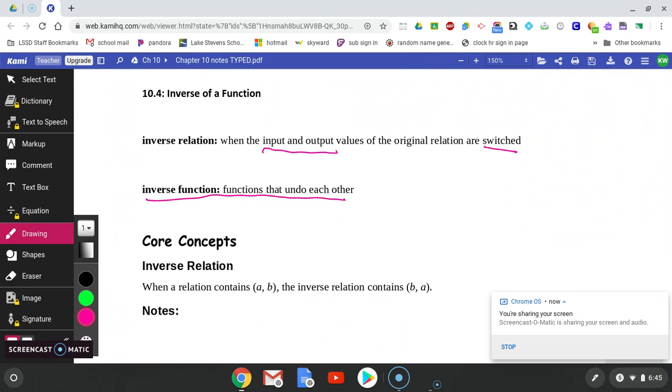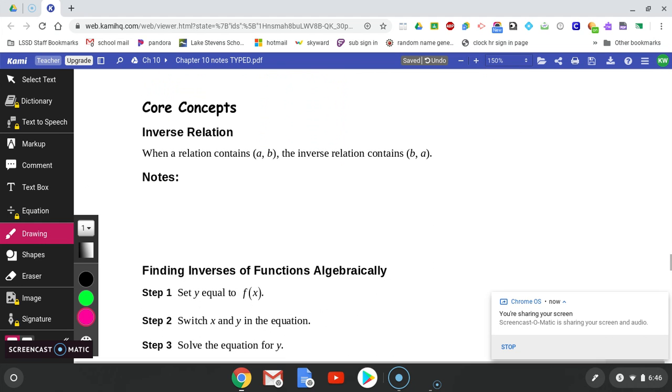So we know multiplication and division are inverse functions. We know that addition and subtraction are inverse operations. So there's an inverse relation and there's inverse functions. Today we're going to be looking at the inverse of a function. So what is that relationship going to be?